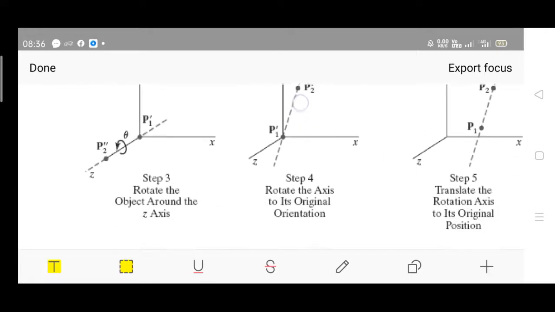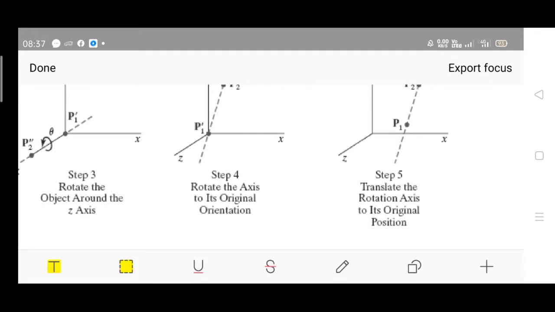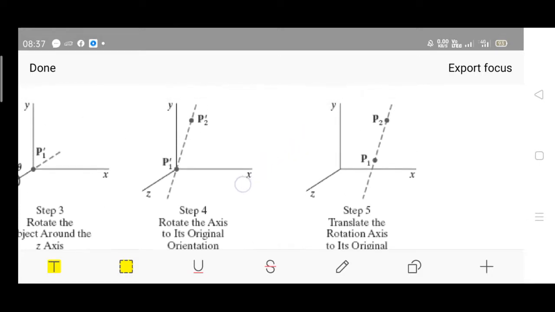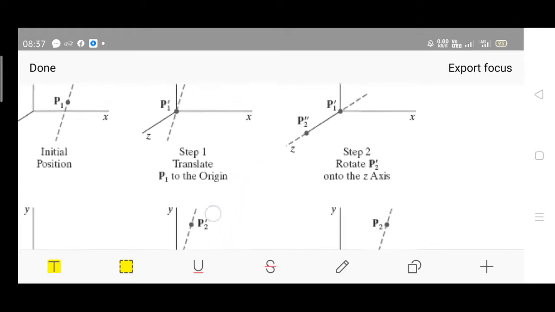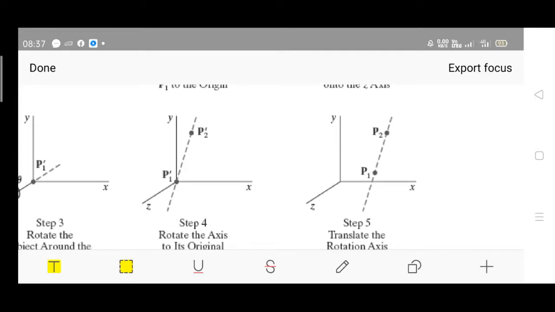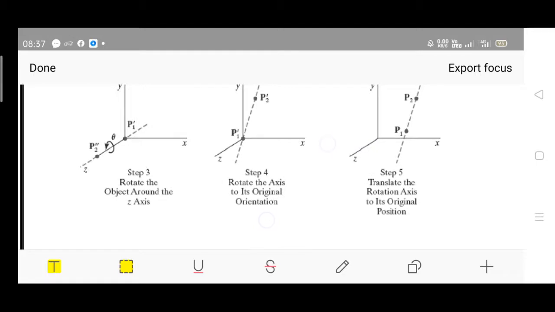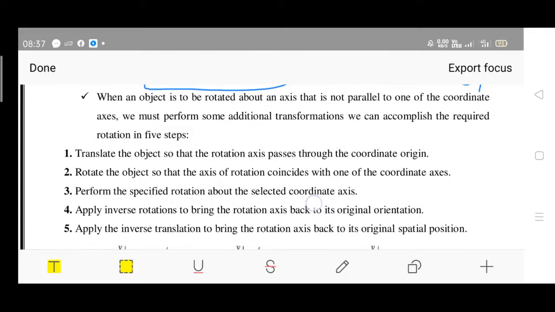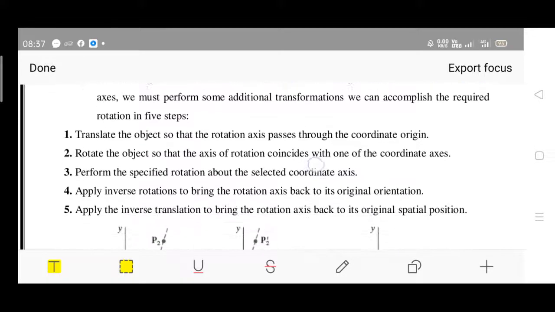Next what we did, rotate the entire object around the z axis. Then rotate the axis to its original orientation. As you can see, this will become similar to step 1. Then finally in the 5th step we have to translate it back to the initial position. So these are the sequence of steps we are performing in case the object is not parallel to any of the coordinate axes, any of the axes like x, y or z.